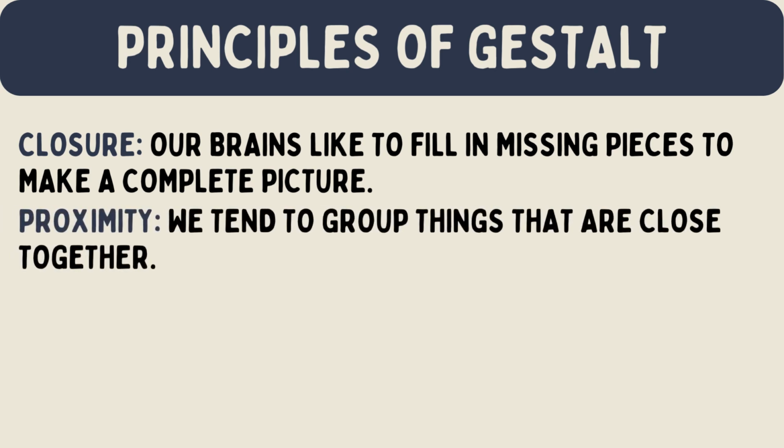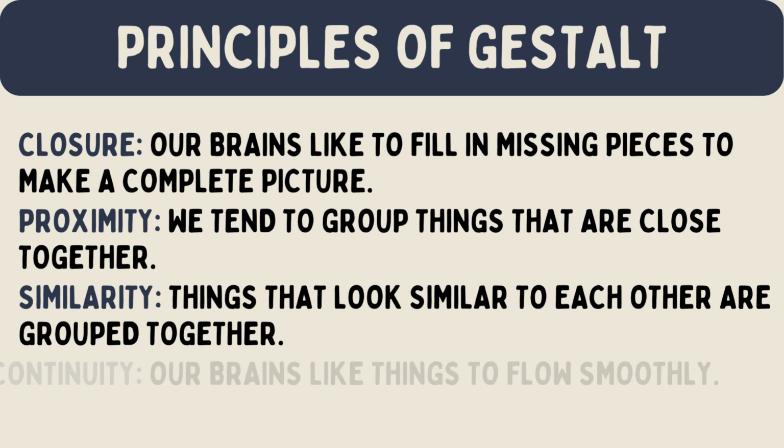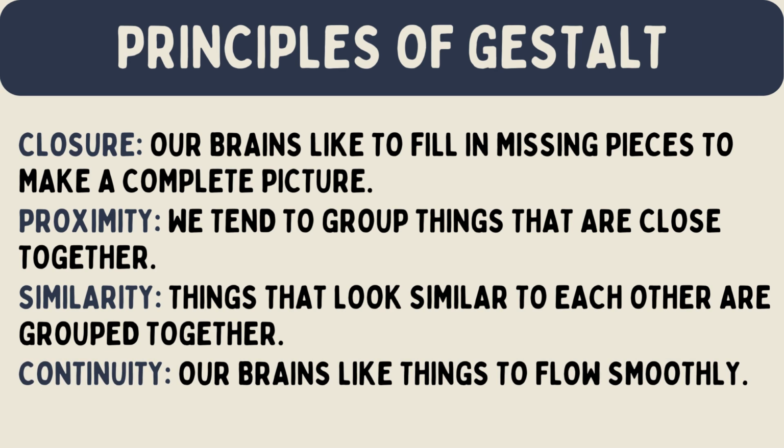So if you see a bunch of dots close to each other, you might see them as a pattern rather than individual dots. 3. Similarity. Things that look similar to each other are grouped together. This could be things like color, shape, or size. For example, if you see a bunch of red circles and blue squares, your brain might see them as two separate groups. 4. Continuity. Our brains like things to flow smoothly.